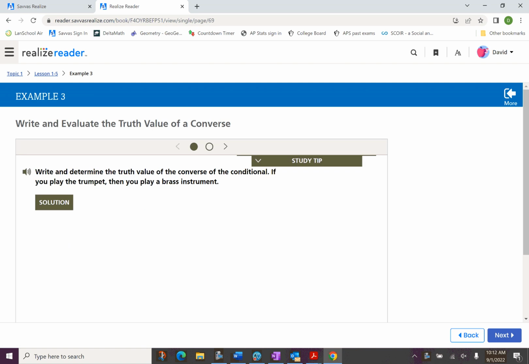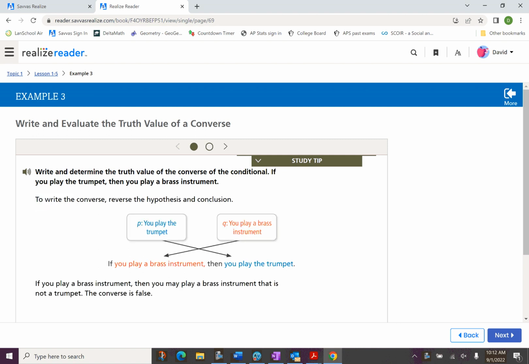If you play the trumpet, then you play a brass instrument. That's our conditional statement. Now, the first part of it here asks you to write the converse of the conditional. Remember, converse, we're going to keep the ideas just the way they are, but reverse the order of them in our new sentence.